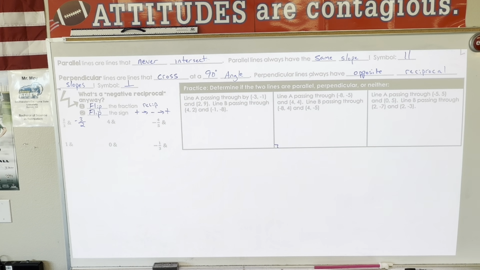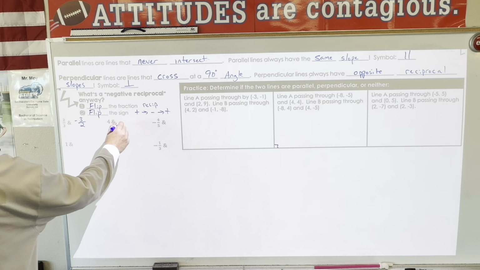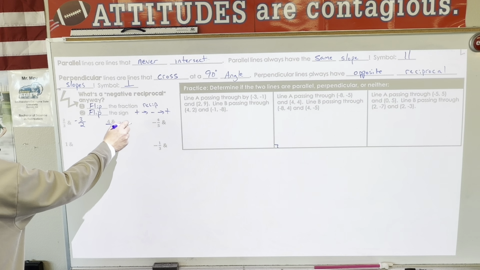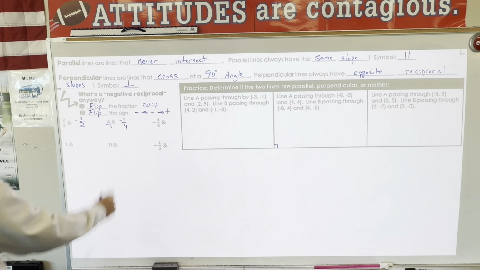What's the opposite reciprocal of positive 4? Negative 4, and then flip the fraction. What is 4 as a fraction, guys? 4 over 1. So if I flip it, it's 1/4. So we make it negative. Makes sense now? That makes a little bit of sense.